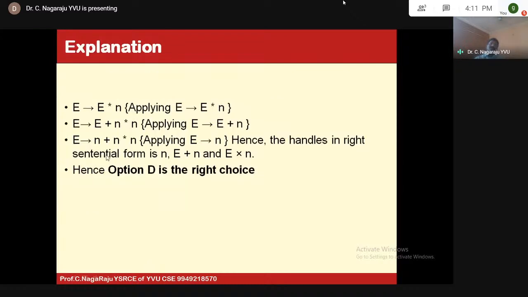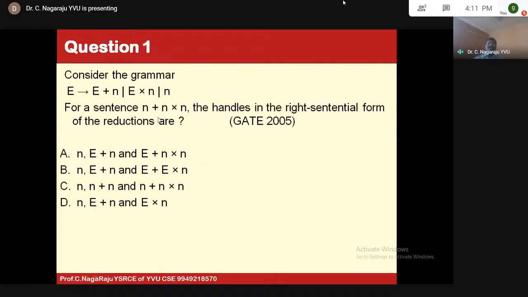So you are taking the productions. Suppose you consider these productions. E is there, and E plus. When you are using that, again you can get n plus n into something. But only here we can get it. That's why D is the correct answer for question number 1.